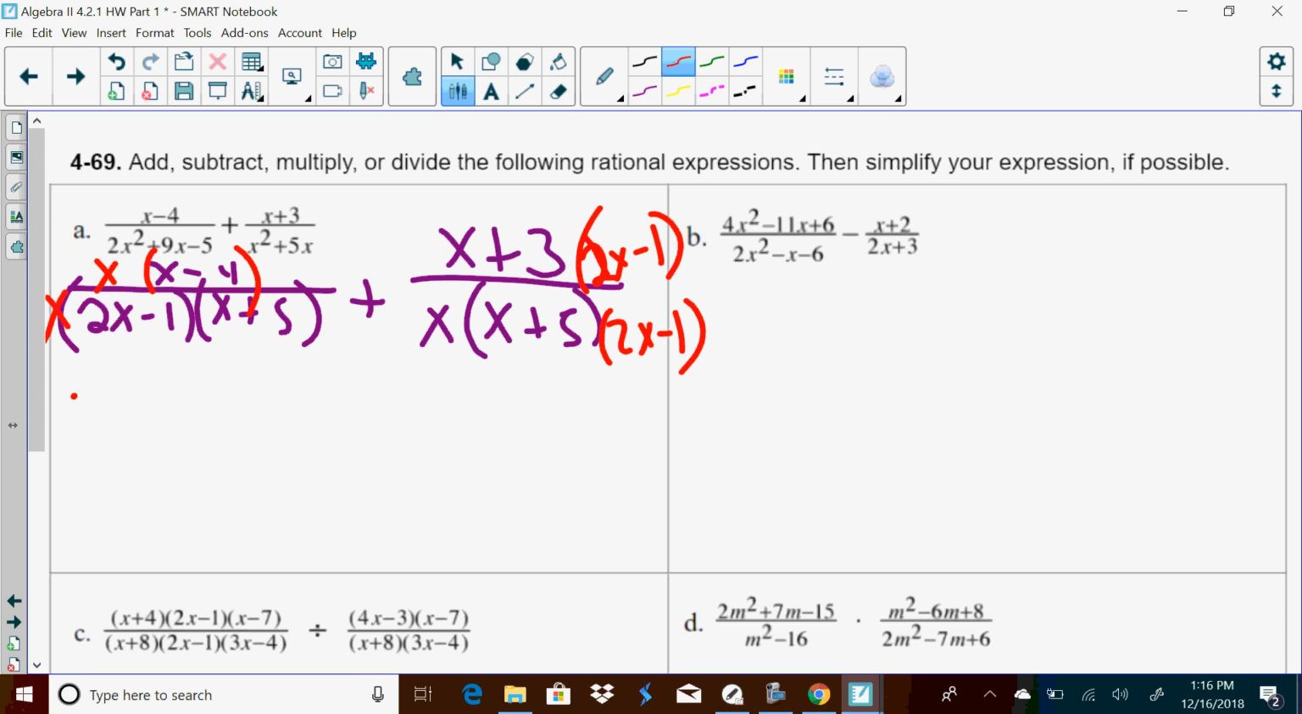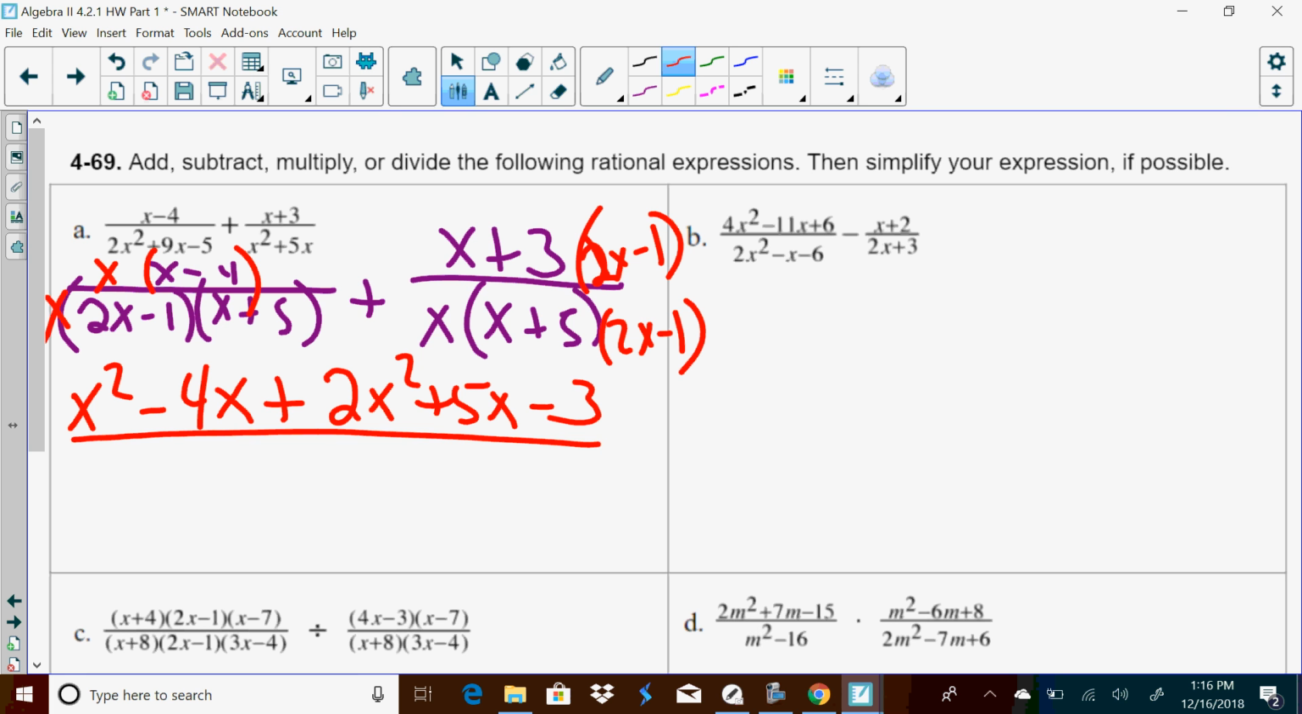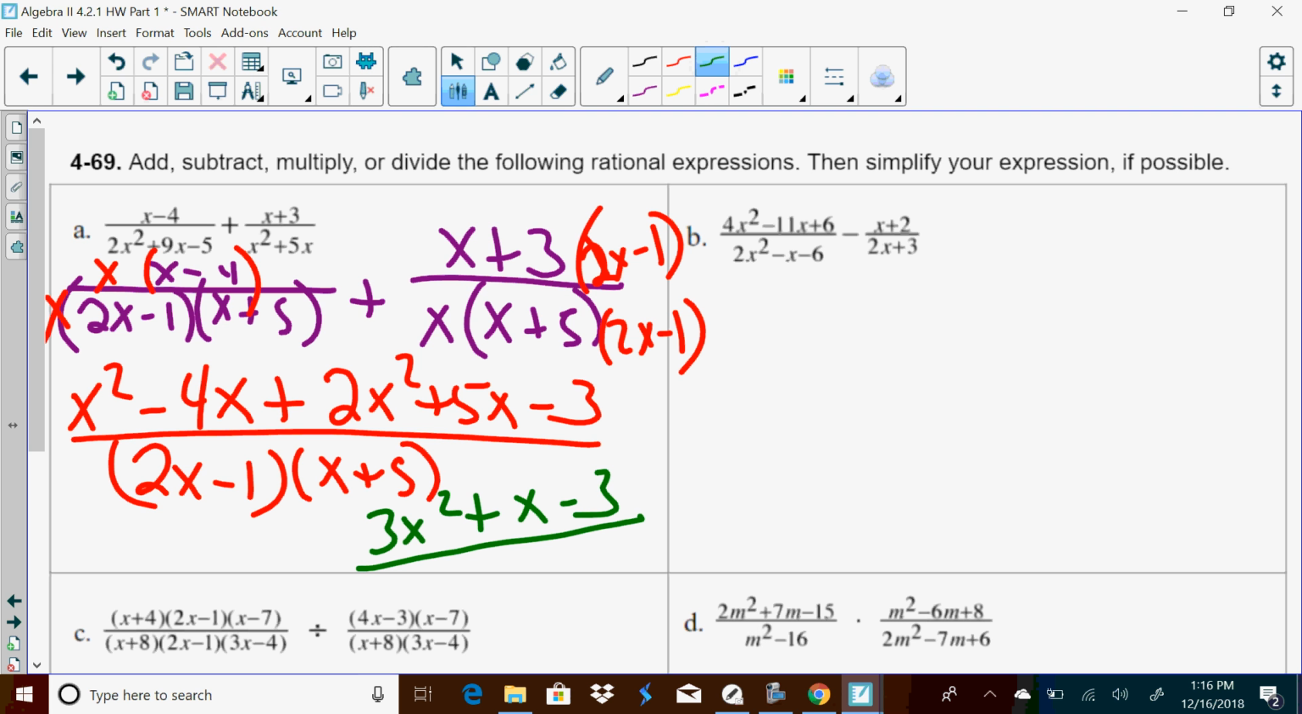So I multiply this, I get x squared minus 4x, plus, when I multiply this out, I get 2x squared plus 5x minus 3, all over x minus 1, x plus 5. So then when I combine like terms, my final answer is 3x squared plus x minus 3 over, I forgot the x there, x times 2x minus 1 times x plus 5.